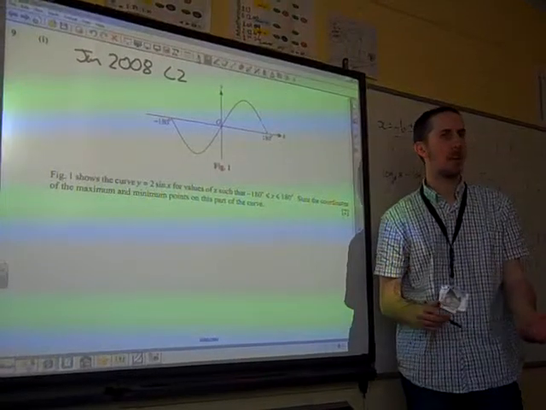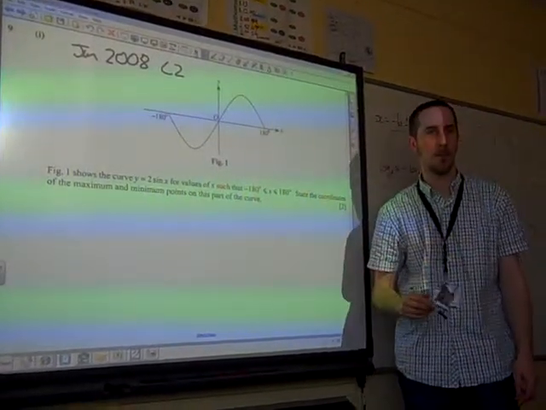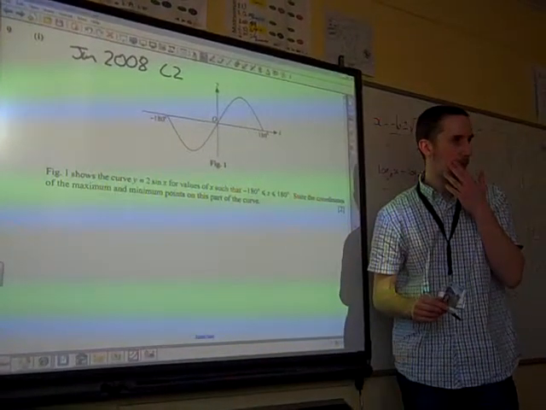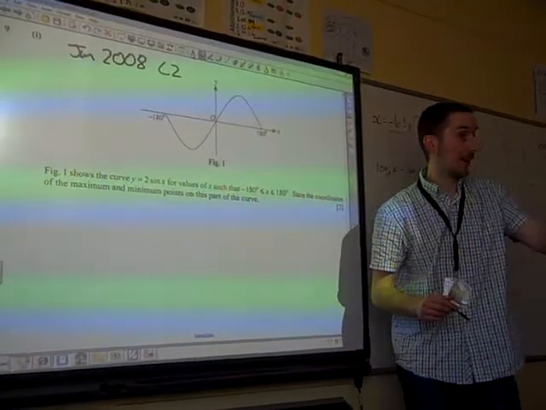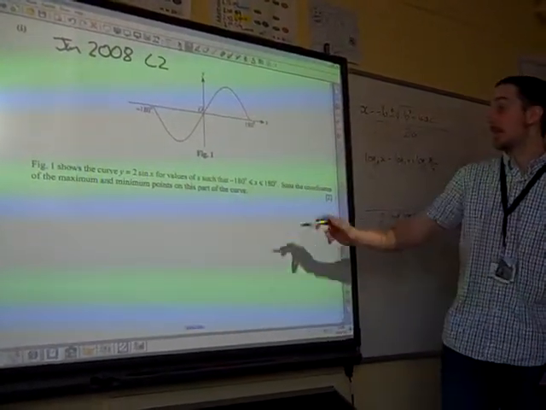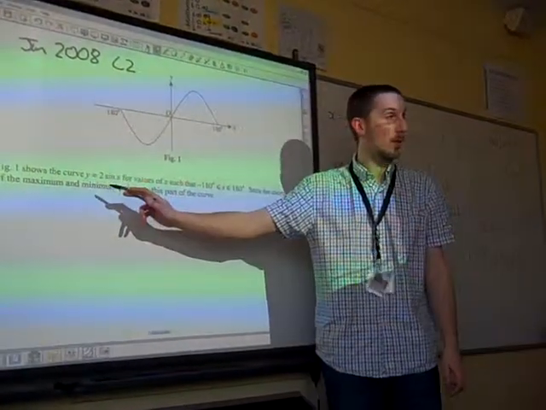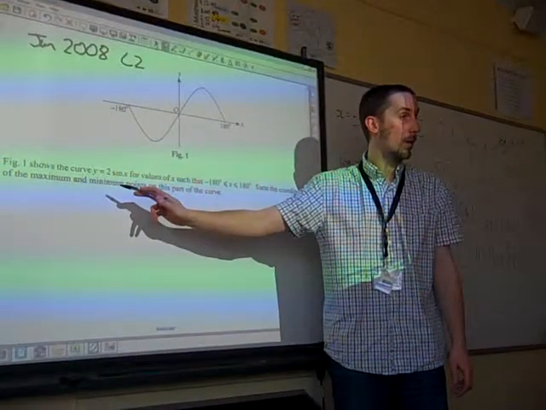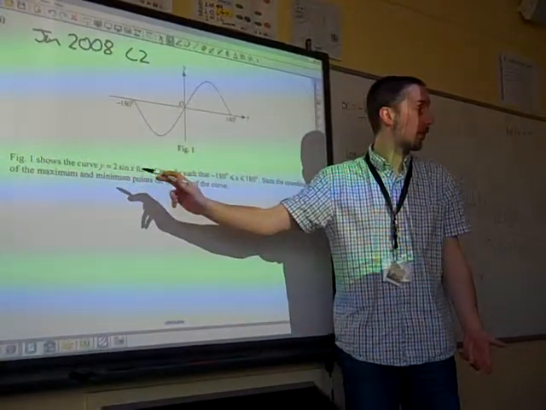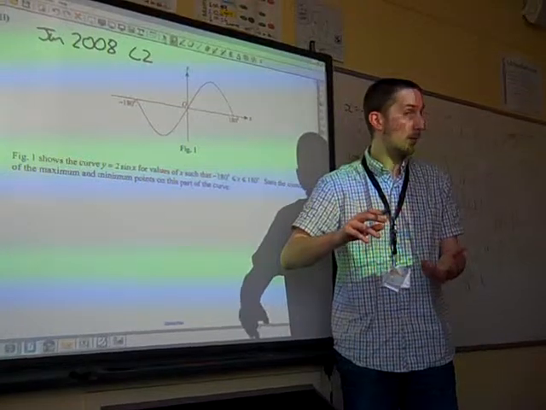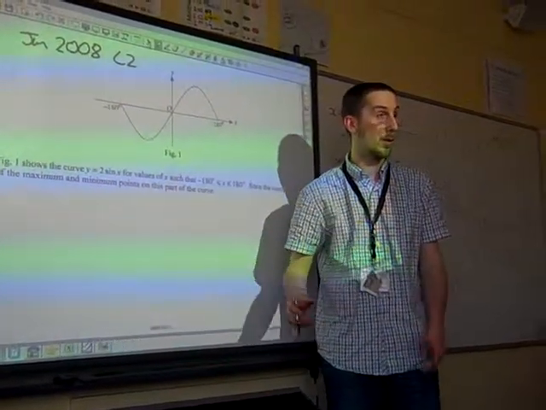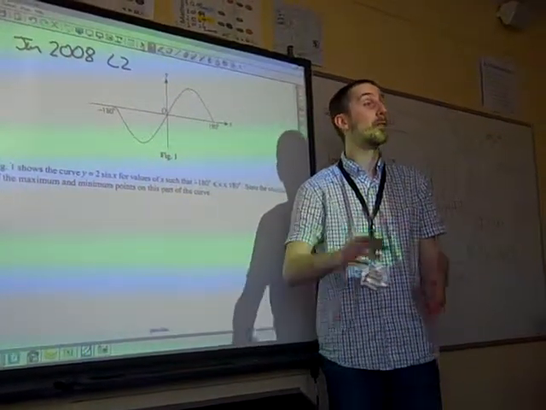Sine x. When is sine x a maximum value? At 90 and minus 90, thanks, Tom. But this is 2 sine x. So what does that mean as a transformation? If you've got sine x and you transform it to 2 sine x, what's happened? Stretch.